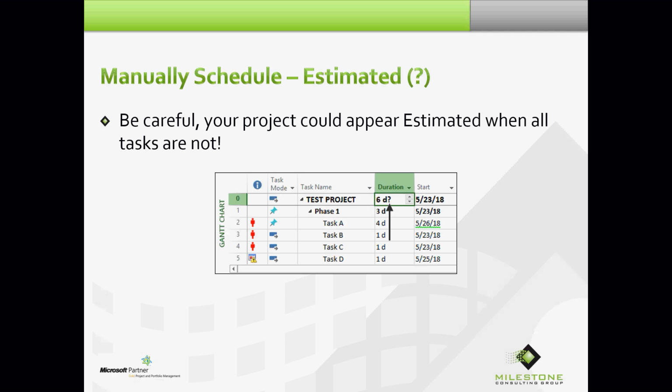Okay? Be careful. Your project could appear estimated at row 0 when all tasks are not estimated duration. Take a look at the 5 task rows I have in that plan. The question mark is cleared from all 5, but it's still sitting at row 0. That could happen. So now the reader thinks there's something about your schedule you haven't got sign-off on yet. Could be.